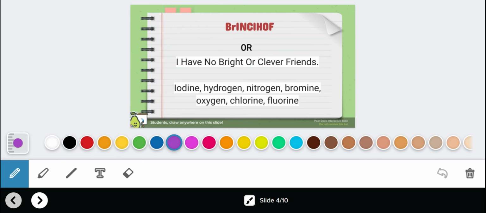Two other mnemonic devices you can use are BrINClHOF, where you get your Br for bromine, I for iodine, N for nitrogen, chlorine, hydrogen, oxygen, and fluorine. Or if you like statements, you can use I have no bright or clever friends. So you get iodine, hydrogen, nitrogen, bromine, oxygen, chlorine, and fluorine.